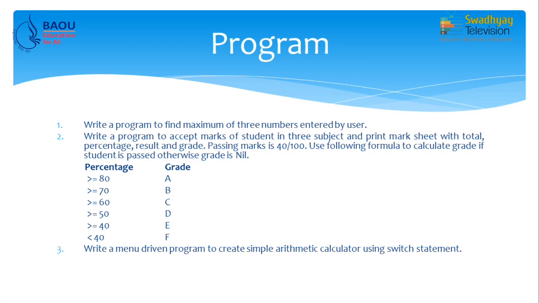The first program we want to write is to find the maximum of 3 numbers entered by the user. So, we will also use the Scanner class to read data entered by the user from the keyboard. In the second program, we want to accept marks of a student in 3 subjects and calculate the result, grade, total, percentage, etc. based on conditions. We decide the grade of the student, which is also shown on screen. If it is greater than or equal to 80, we decide the grade to be A, and so on.